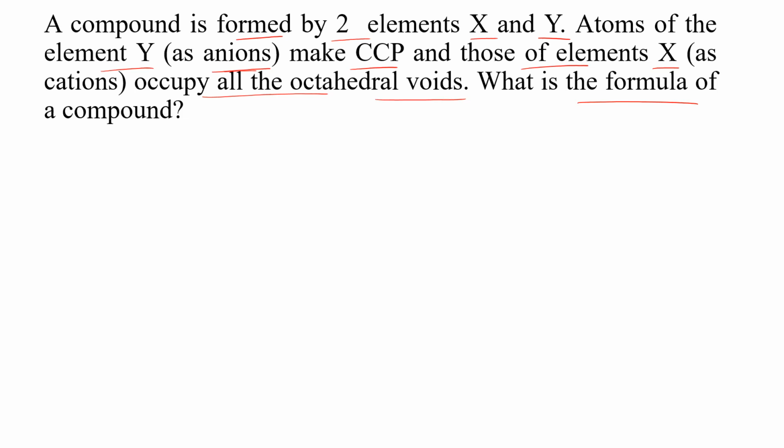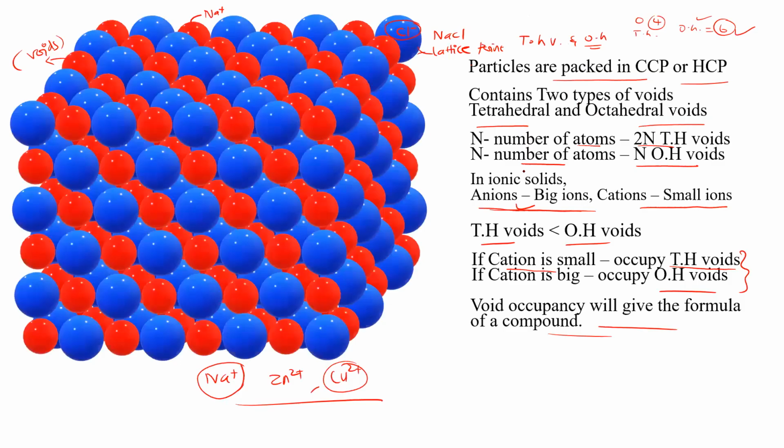So Y forms the lattice point for the structure. Why? Because I said earlier, which one will occupy the lattice point? Cl minus. That means the anion will occupy the lattice point. Anions are going to occupy the lattice point. Cations are going to occupy where? Cations are going to be occupied in voids only. Always cations occupy voids.